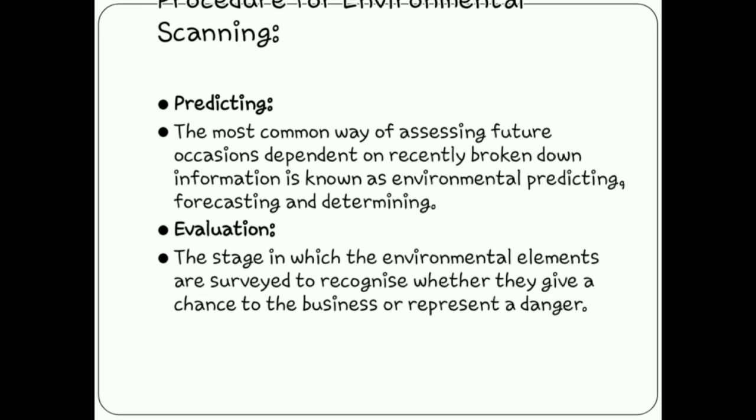So this is the stage in which the environmental elements are surveyed to recognize whether they give a chance to the business or represent a danger.